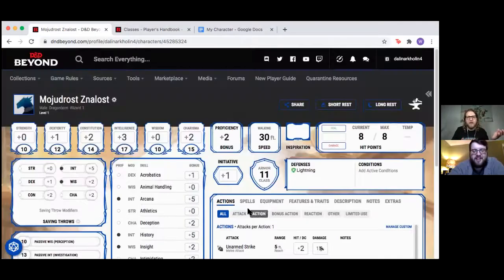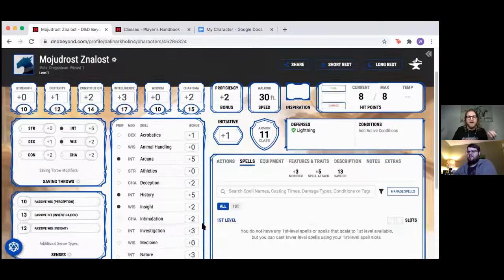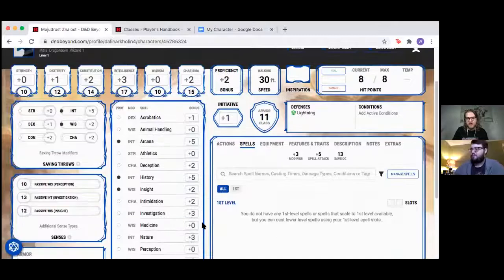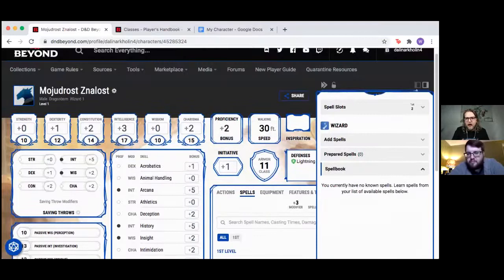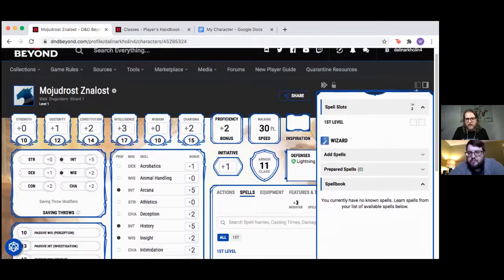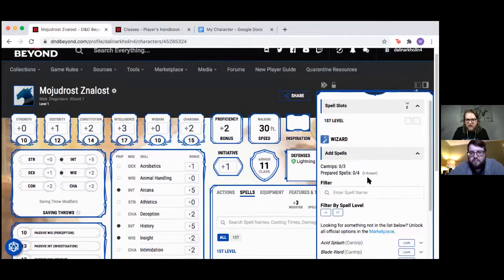But if you've played a wizard before, you're probably thinking, he didn't really choose his spells. So on D&D Beyond, I can select spells and then manage my spells. I have two first level spells I can cast as a first level wizard, but I have none prepared. So let's add some spells.